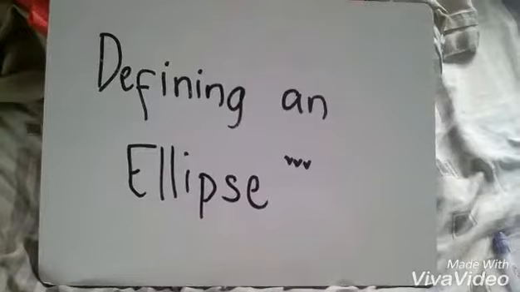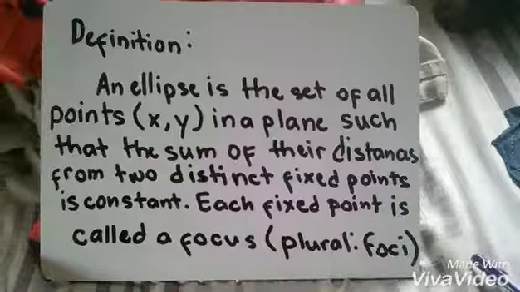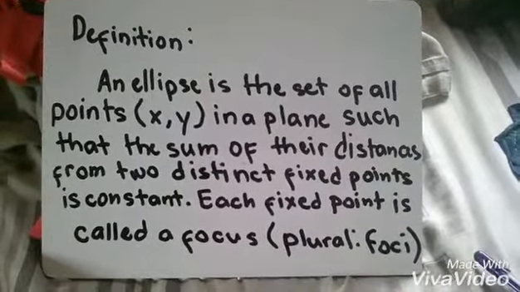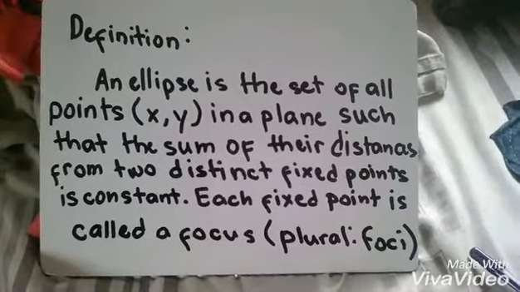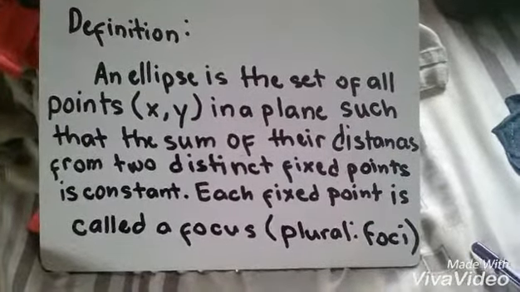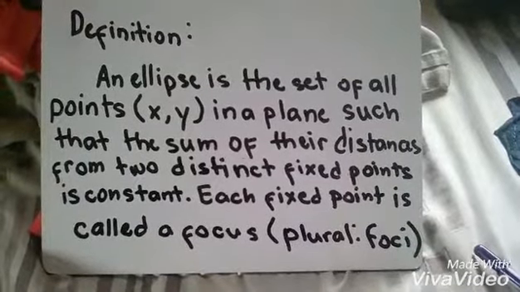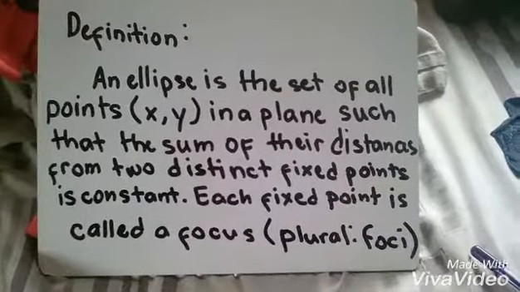We're about to define an ellipse. Let's get started. Here is the definition of an ellipse. An ellipse is the set of all points x and y in a plane such that the sum of their distances from two distinct fixed points is constant. Each fixed point is called a focus, or in plural form, foci.